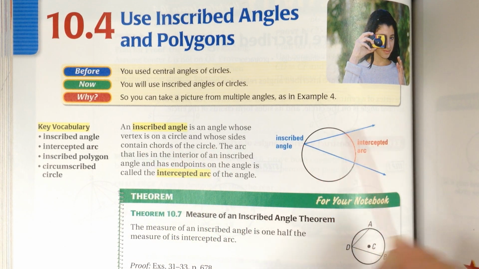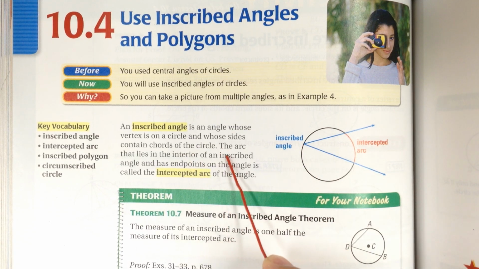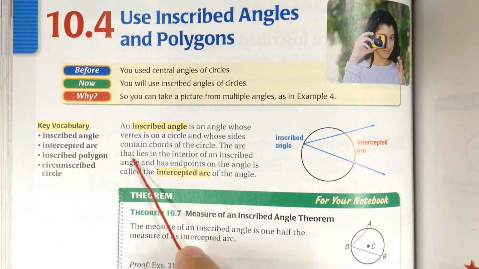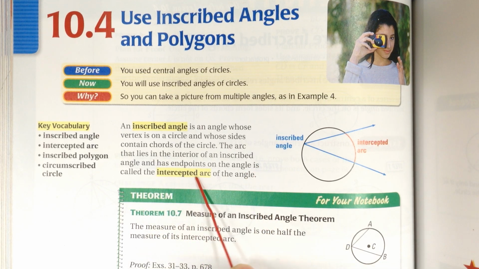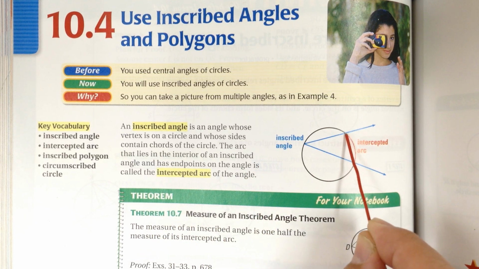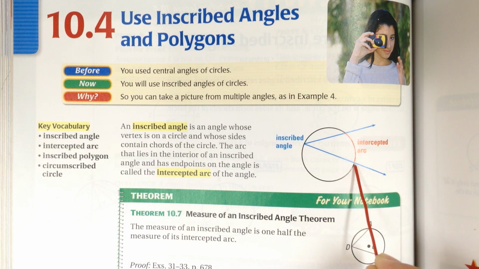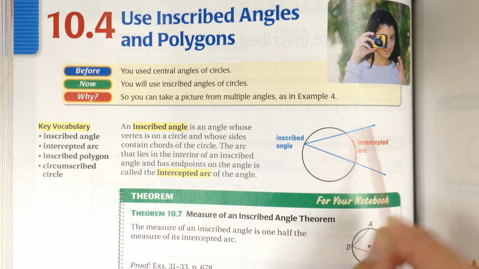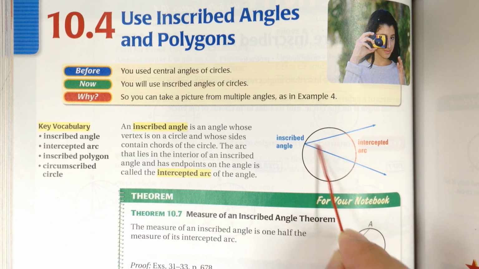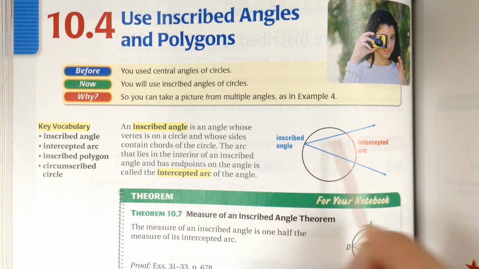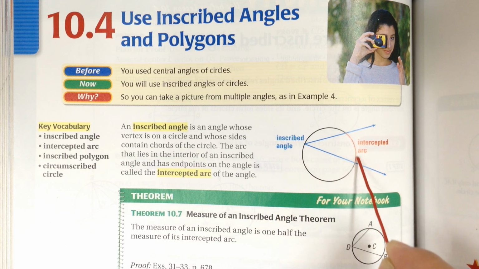It says the arc that lies in the interior of the inscribed angle and has endpoints on the angle is called the intercepted arc. So this is the intercepted arc. Intercepted arc basically is the inscribed angle intersecting with a circle. Again, this is the inscribed angle right over here, and this is the intercepted arc.